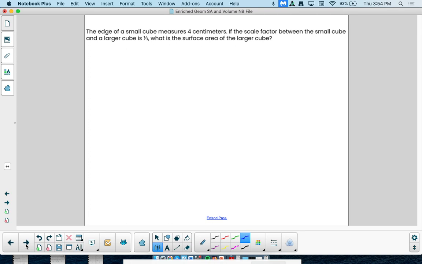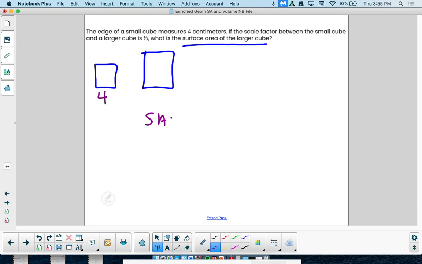So it says the edge of a small cube is 4 centimeters, and we have our scale factor is 1/3. And we want to eventually get to the surface area of the large cube. Maybe give yourself a visual. Here's a cube. I'm just going to do it 2-dimensionally because it's just easier for me. The edge of our small one's 4. And we have its surface area. We're looking for the surface area of our large one, okay?